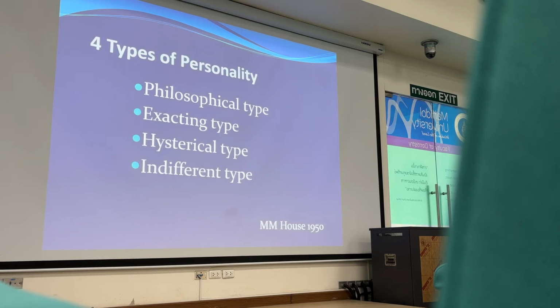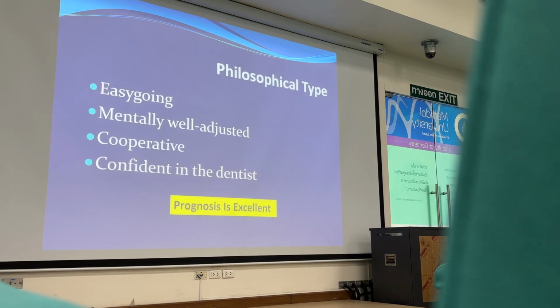Okay, this is the category from the MMR mental classification, like the type of personality form. First is the physiological type, second exacting type, third hysterical type, and fourth indifferent type. Physiological type, the person who is maybe easygoing, everything is fine, no problem. Mentally well adjusted, cooperative, confident in the dentist. They believe in your treatment, so they really cooperate. This type of patient is very good. The prognosis is excellent for this patient type.